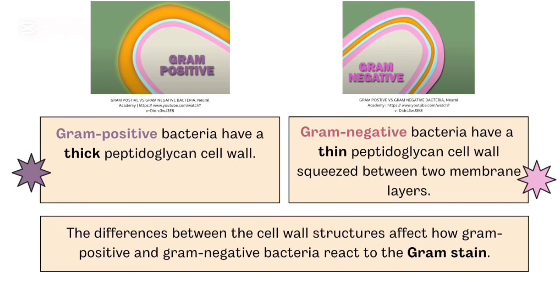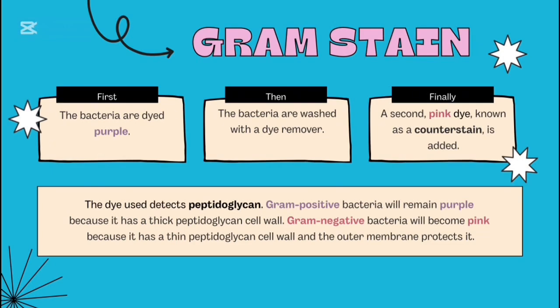The process of gram staining can be explained in 3 steps. First, the bacteria are dyed purple. Then, the bacteria are washed with a dye remover. And finally, a second pink dye, known as a counterstain, is added.